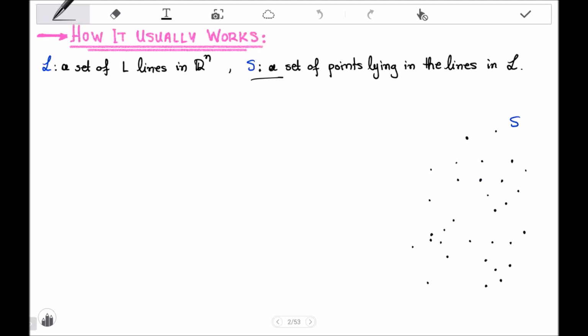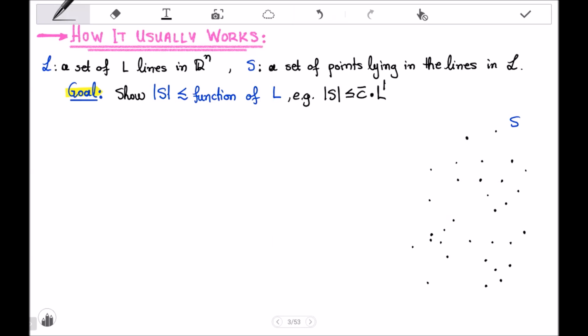So let's remember the setup. We have finitely many points in a set S in R^n. So it's important that it's Euclidean space. They live inside L lines in R^n, and we want to count them using polynomial partitioning. Sorry, I should have said what the goal is. Let's say that we want to show that our number of points is at most a function of the number of lines. For instance, we'll apply this to the general desired estimate: the number of points is at most a constant, C bar, times the number of lines to a power p.